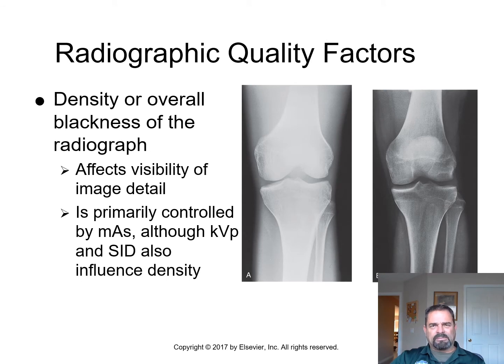Density, or overall blackness of the radiograph, affects visibility of the image detail, and it is primarily controlled by the mAs, although kVp and SID also influence density. The A image on your left here is in lower density, and the B to your right is in a higher density. Now, obviously in your higher density image, it's much easier to read, as you can see represented on these two radiographs.